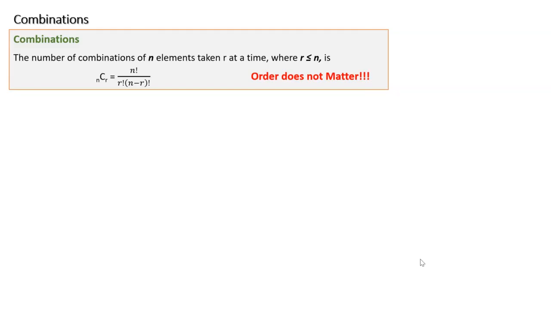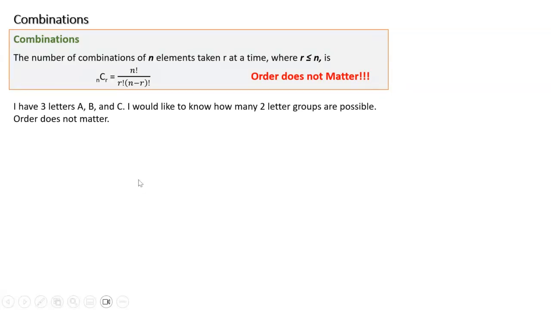Now comes combination. Combination means the order does not matter. Okay, let's do the same example as we did earlier with the permutations. Now we have the same 3 letters, A, B, and C, and we would like to know how many 2-letter groups are possible. Remember, order does not matter. So it can be AB, it can be AC, and it can be BC. That's it. The answer is 3.